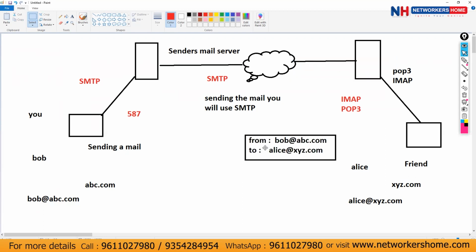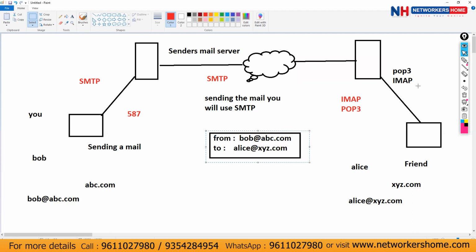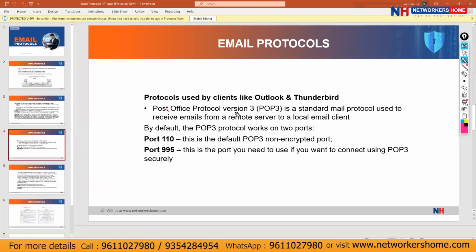Okay, so now I want to receive the mail. I have a choice either to use POP3 or IMAP. So let's see what is POP3. Post Office Protocol version 3 is a standard mail protocol used to receive emails from the remote server to a local email client. So it is a protocol used by clients like Outlook and Thunderbird.